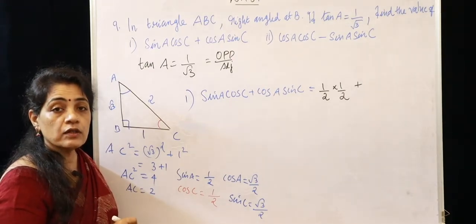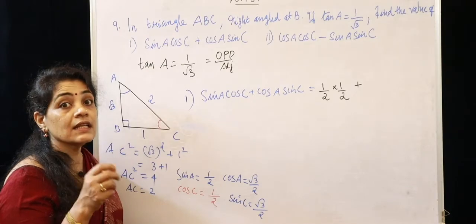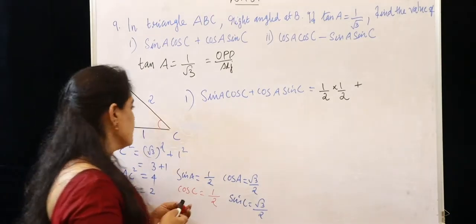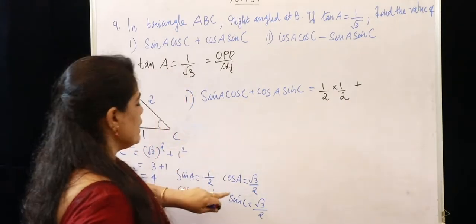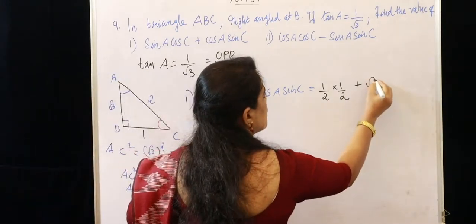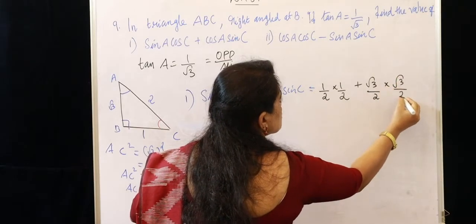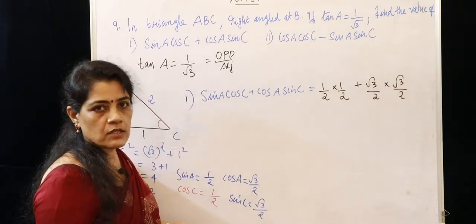Understood, children? So that should be clearly noted. The reference angle is very, very important, otherwise you will get the wrong answer. So cos A we have seen is root 3 by 2, into sin C, also root 3 by 2. Now we can solve easily.